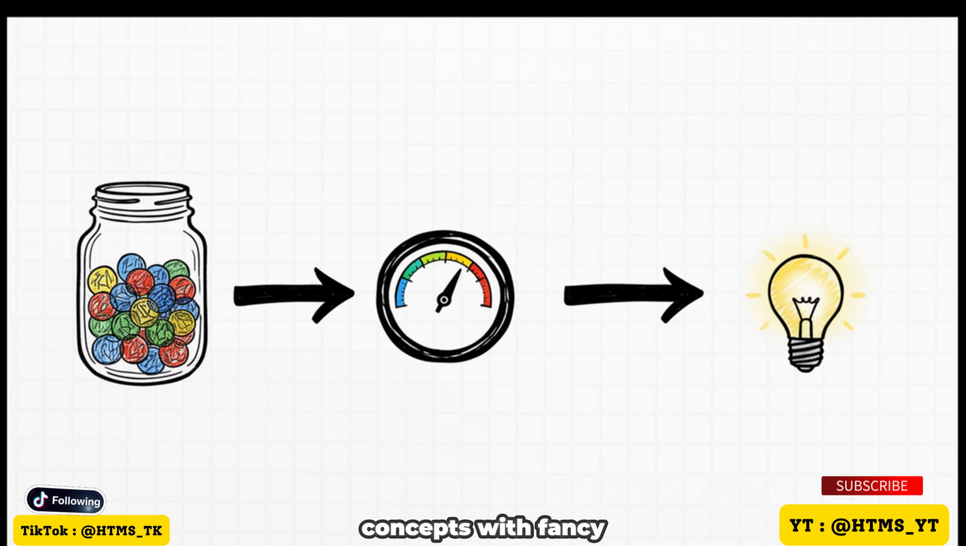Well, it uses concepts with fancy names like Gini Impurity or information gain. But hey, don't get bogged down by the formulas. Just think of it like this. They both measure how mixed up a group of data is. The algorithm's entire goal is to find the one question that causes the biggest drop in that mixed upness, creating the purest, cleanest groups it can.